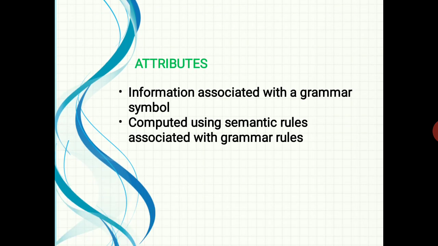An attribute is information associated with a grammar symbol. The grammar symbol means we are associating some values with some non-terminals in the grammar. That is called attributes. The values of the attributes are evaluated based on the order in which the parsing happens. Every non-terminal can get one or more attributes, or sometimes zero attributes, depending on the type of the attributes.